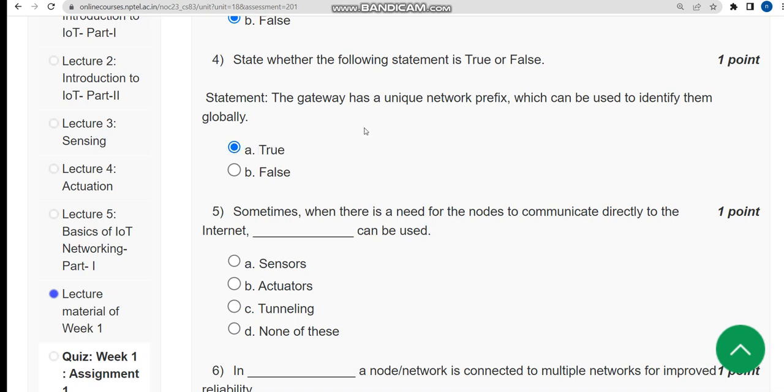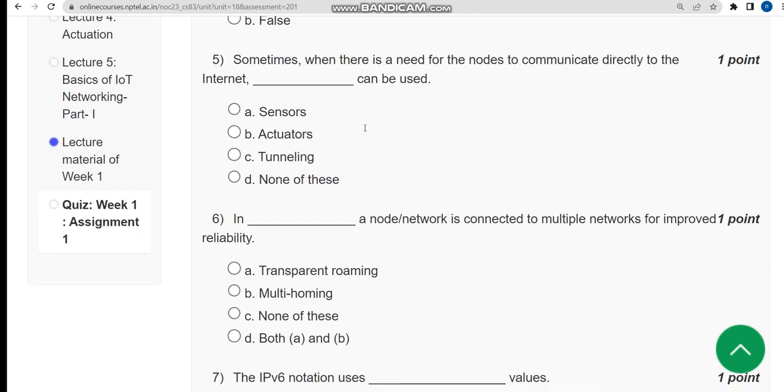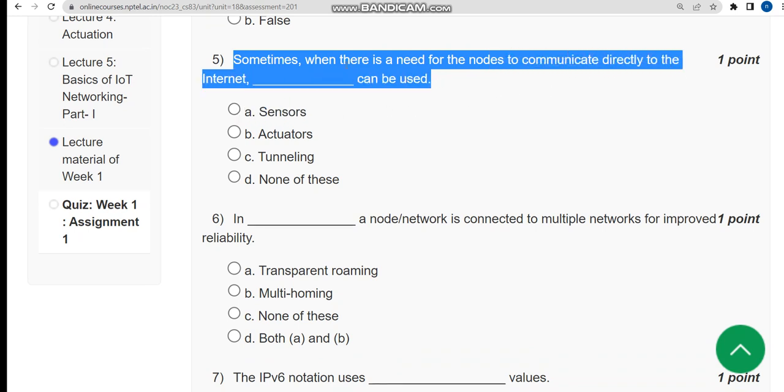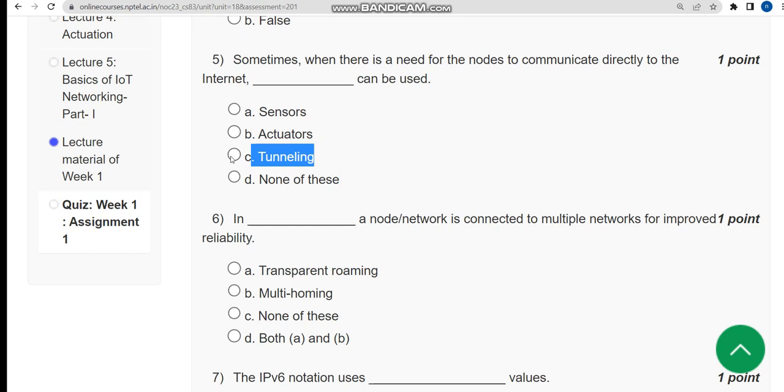Fifth one: sometimes when there is a need for the nodes to communicate directly to the internet, dash can be used. So the answer is option C, tunneling. Option C, tunneling. Let's move on to the sixth question now.